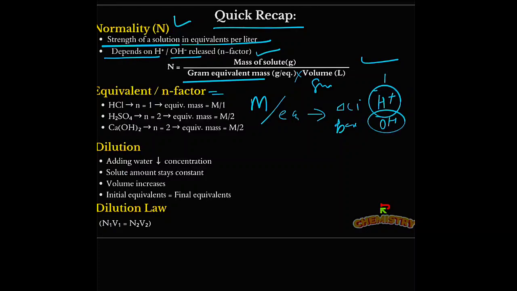If one H+ is donated, the equivalent is 1. If two H+ are donated, the equivalent is 2. If one OH- is donated, the equivalent, or n factor, is 1. You can see here, HCl has n factor 1 because it donates 1 proton, H2SO4 donates 2 protons so its n factor is 2, and calcium hydroxide can donate 2 hydroxides so its n factor is also 2. Here M is the molar mass, so to get the equivalent mass, we divide the molar mass by the n factor.